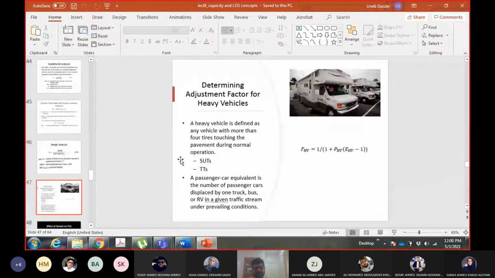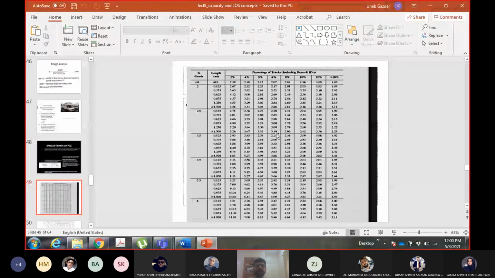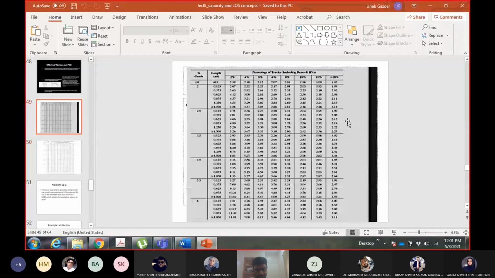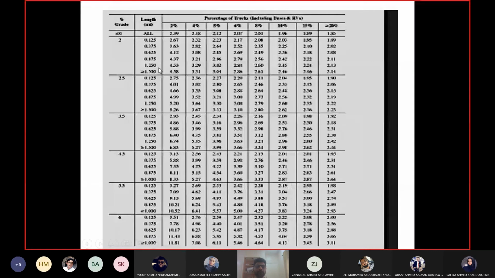My highway has a gradient. So for gradient, I showed you first of all two tables. This one is for standard mix, we also call it the light mix, which is 70% single unit trucks and 30% trailer trucks. So I will use this table in this example. This is the other table, which is for heavy mix and equal mix, but I will use this table. My gradient is 3.5%, 1.25 mile length. 3.5% gradient is here, and 1.25 miles length is this one.